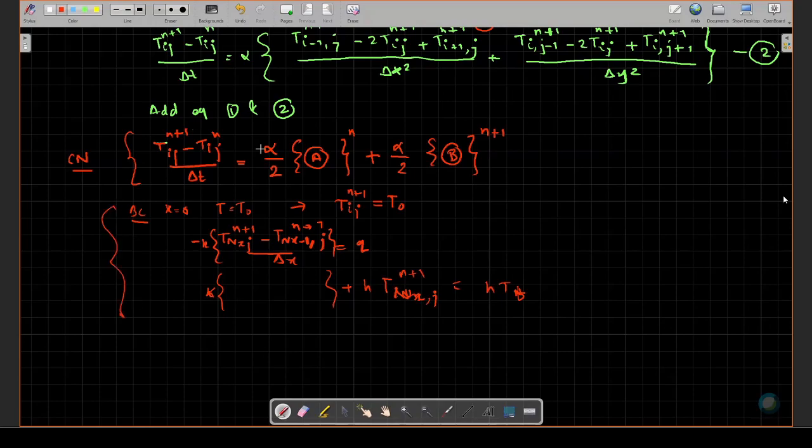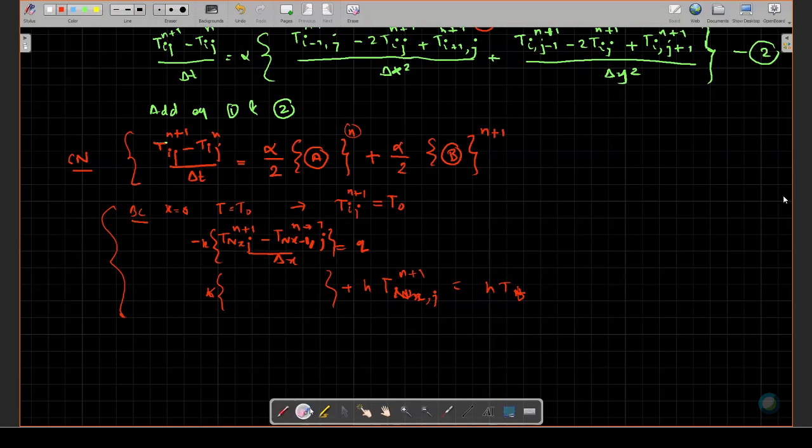So there is nothing special in the boundary condition, but the interior points have been discretized using FTCS, forward in time, central in space, and BTCS, backward in time, so explicit and implicit. Explicit is n, implicit is n plus 1. So we do the same for boundary conditions also.